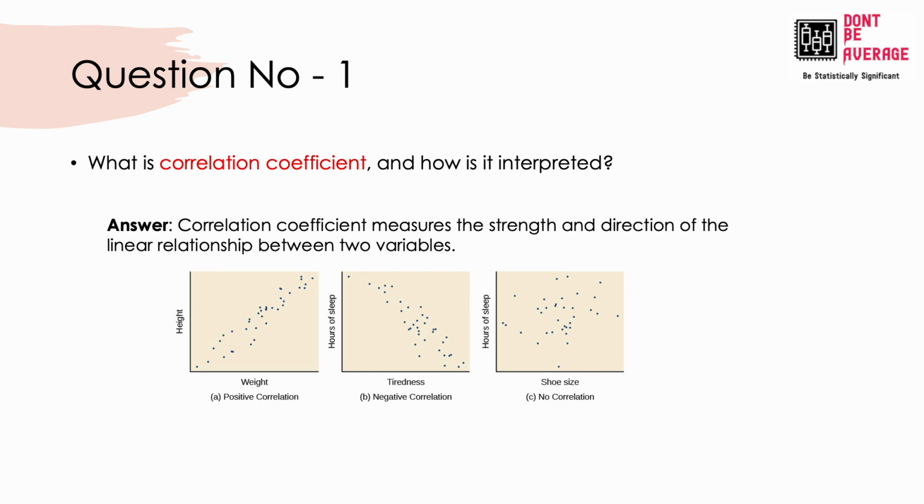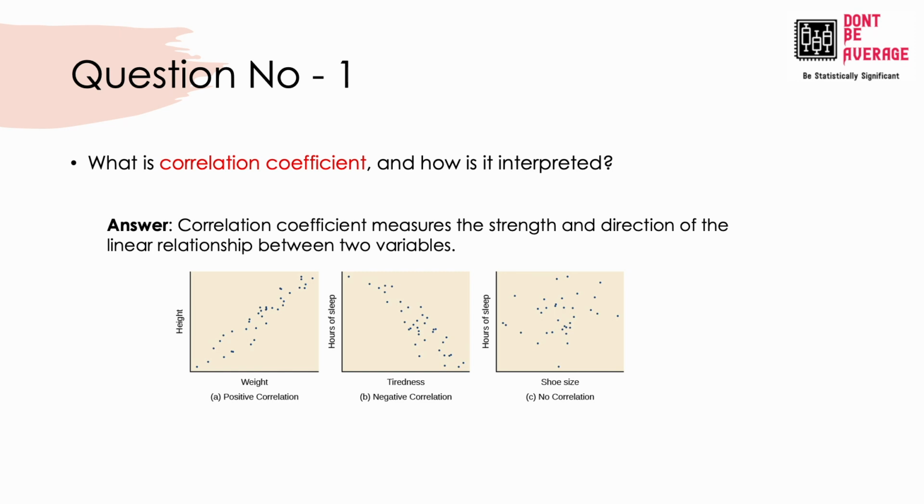Now, correlation coefficient can be positive, negative. Positive correlation means that the two variables are positively correlated, which means if one increases, then the other also increases. Negative correlation means if one increases, then the other one decreases. And no correlation means if one increases or decreases, it does not have any impact on the other variable. So we'll also see the examples of all these three scenarios.